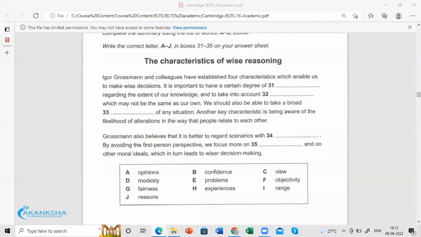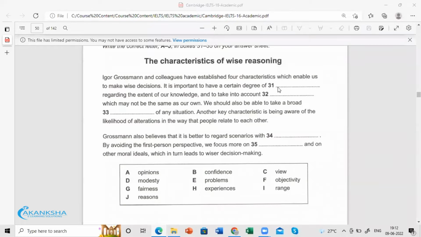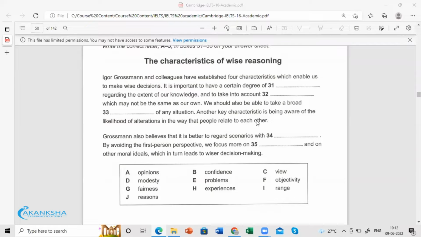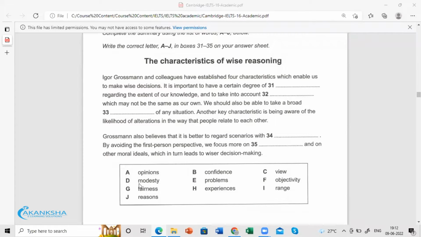We have different types, right? The earlier one, the one which we discussed yesterday, had only blanks and we had to fill them. But in this case, we have to fill these blanks using the words given from A to J, the one in the box. Here the level of difficulty is slightly on the higher side.